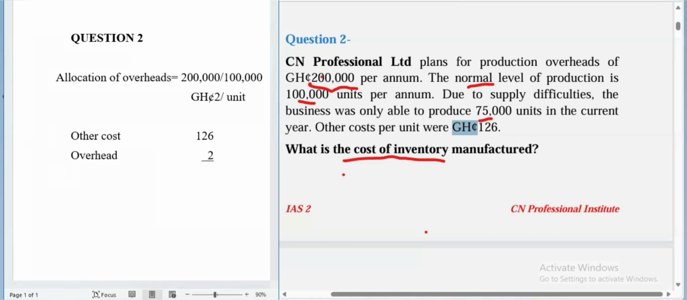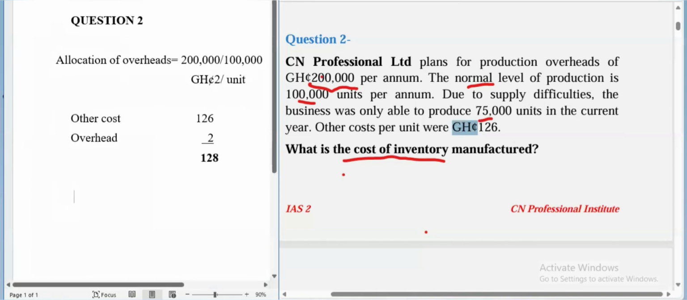We're going to have the 128 as the total cost, and this one should be per what? Unit, because the 126 is per unit, and so we have 128. So this is the cost of inventory manufactured per unit. Now, when you get the per unit here, we can also work out the total.